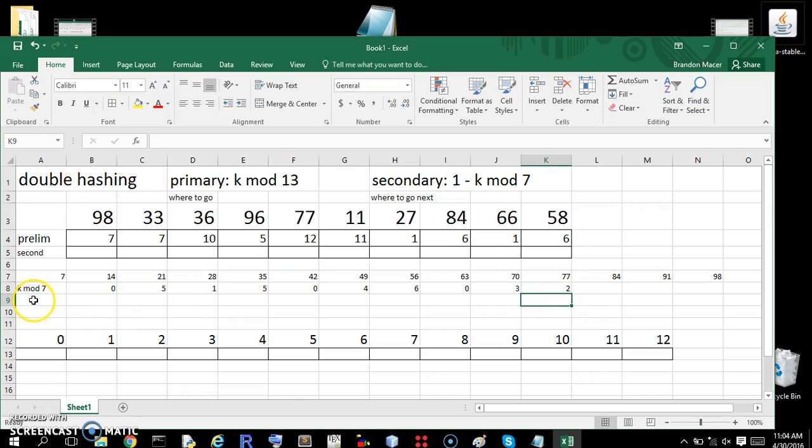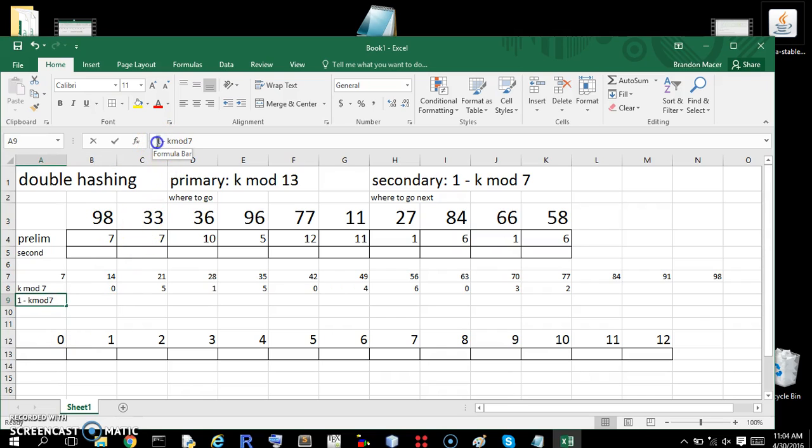Now we don't want to forget, we don't want k mod 7, we want 1 minus k mod 7 to be our secondary function. So 1 minus, no, 7.